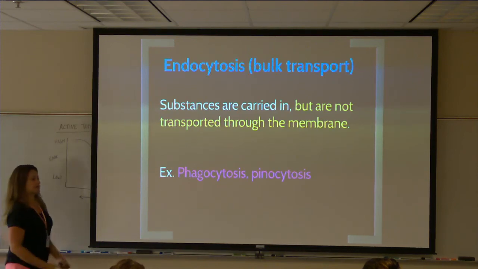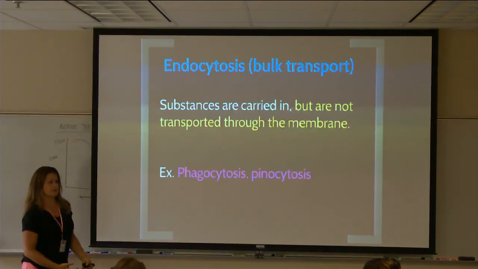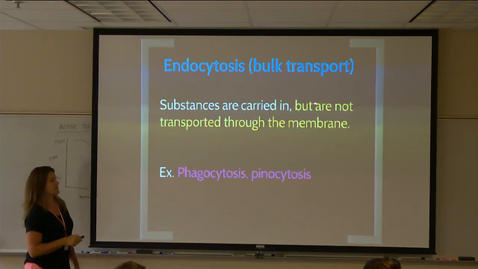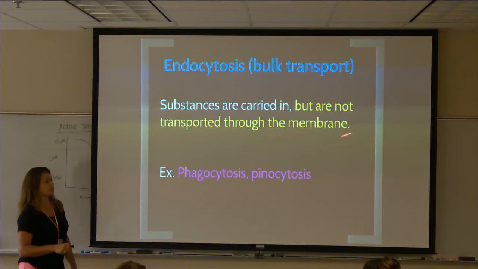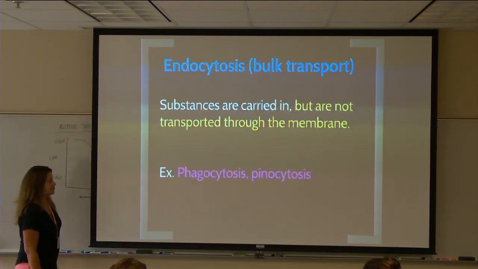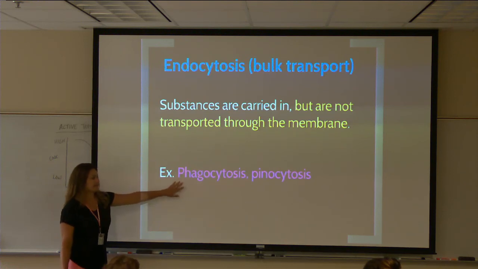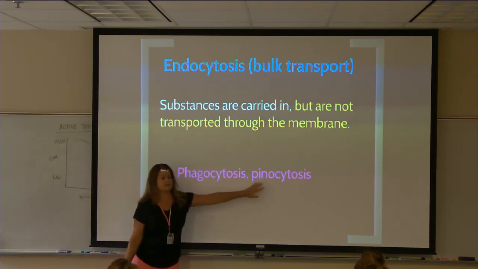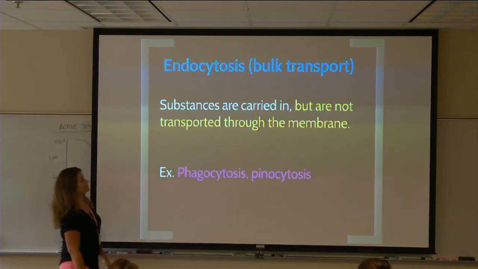Endocytosis is when we're bringing in a lot of material, large material. It doesn't technically pass through the membrane, it's not transported through it. The membrane almost goes out and grabs it, utilizing a pseudopod type of movement. Phagocytosis again versus pinocytosis: phago is bringing in solids, pino is bringing in liquids.